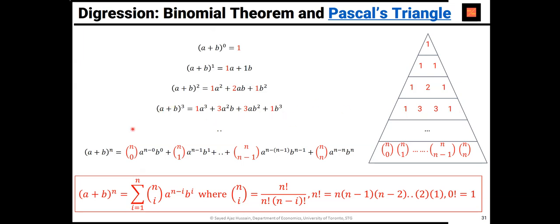And if you kept going, you will then find out this is the coefficient of a to the power n, etc. Which allows you to write down the expansion of a plus b to the power n in this form right here, where there's the definition of n choose i. Right?